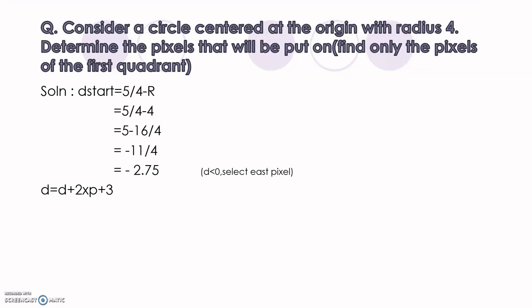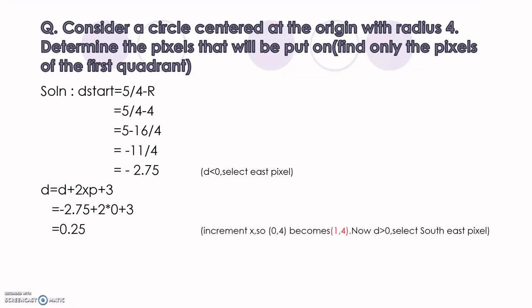So I am adding d is equal to d plus 2xp plus 3, which is minus 2.75 plus 2 into 0 plus 3. x is 0 here at the start, right? So I get the value 0.25. Now I have to increment x by one since I have chosen the east pixel. So the first intensified pixel (0, 4) becomes (1, 4).